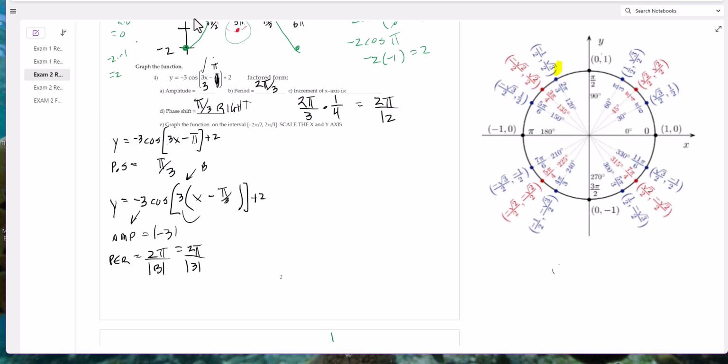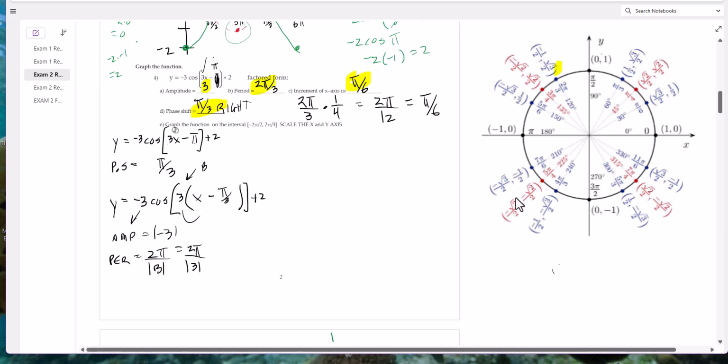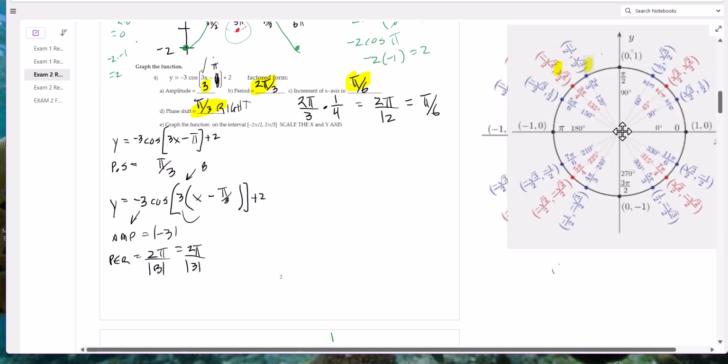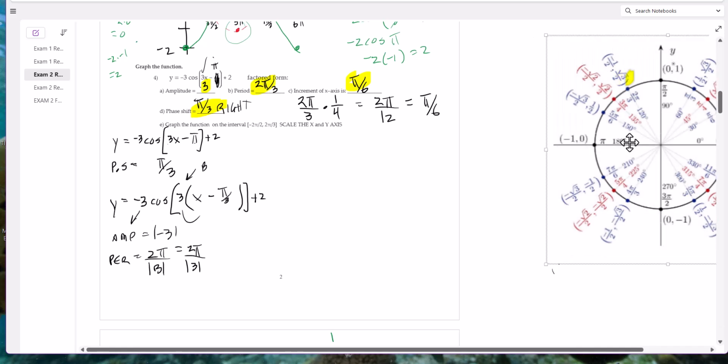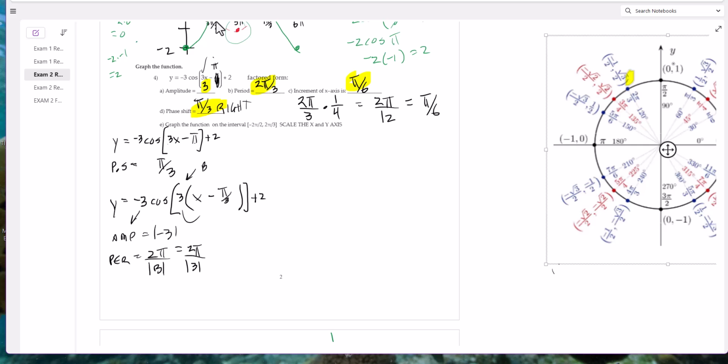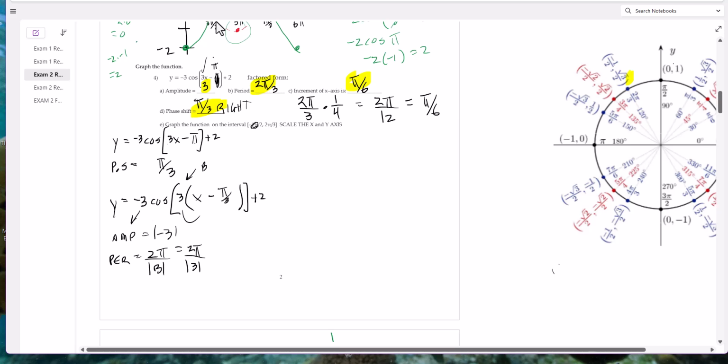Okay, so we've got all of the key things we need. We've got our amplitude, period, increment, and now we have the phase shift. So we're all set, and now we're ready to get our graph put together. I didn't really even need to use my unit circle. You get the graphs memorized, and you can use that as you need to. On this one, I'm going to have you graph from negative pi over 3 to 2 pi over 3.